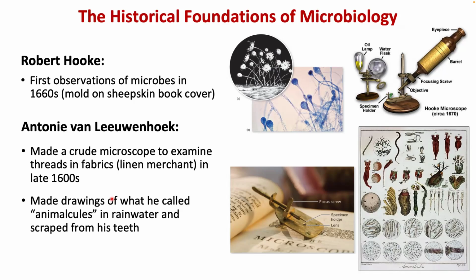Followed by that came the breakthrough, basically the introduction of microbiology. The scientist Robert Hooke was the first to observe microbes in the 1660s. Basically, he observed mold on a sheepskin book cover, as we can see here. Back in the day, they had book covers made from sheepskin. They had molds grow on them, and he could actually see them. He saw what appeared to be structures that were alive, but he couldn't say much about it.